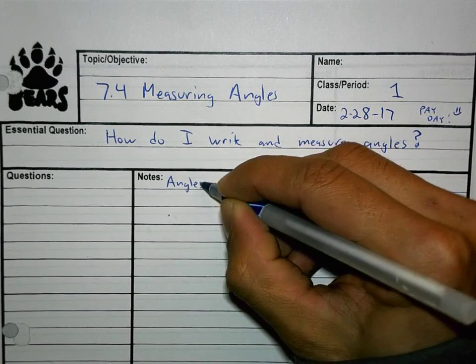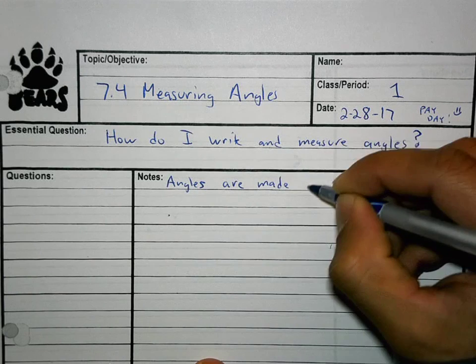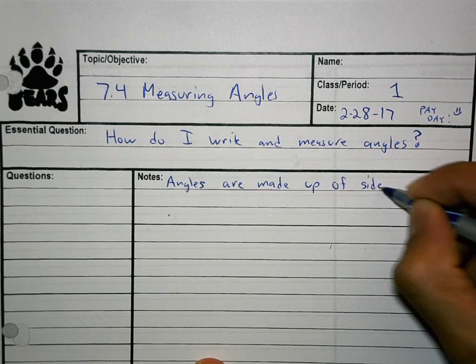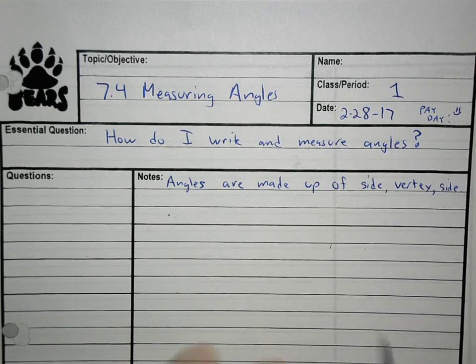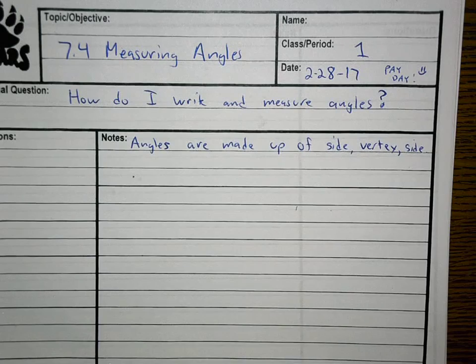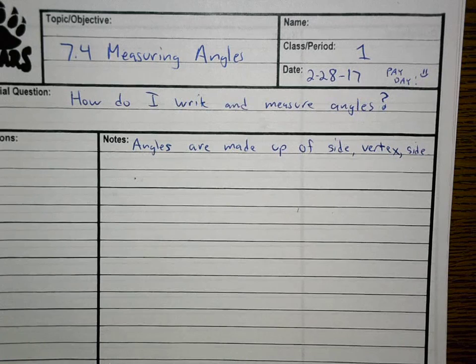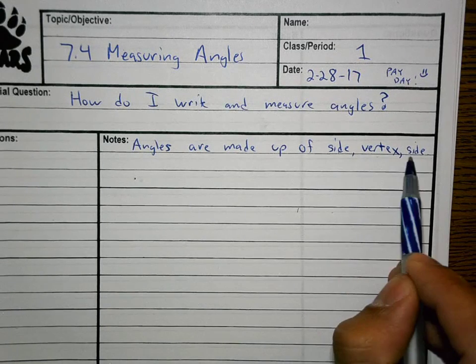Angles are made up of a side, then a vertex, then a side. Side, vertex, side. So when we talk about an angle, we have to label it in this order. It has to be a side, then a vertex, then another side.